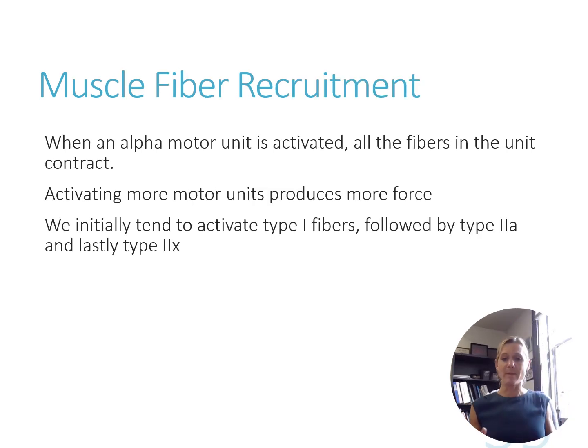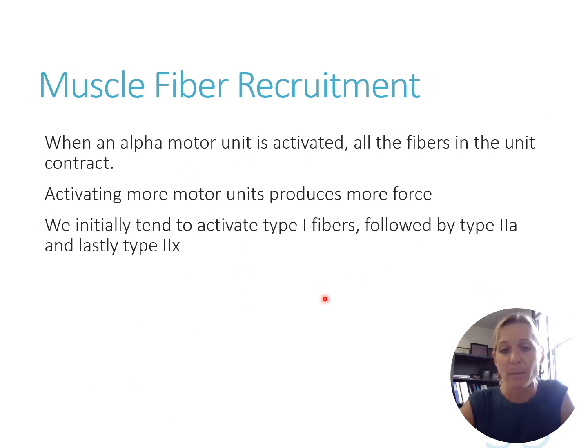So when we think about recruitment, okay, we're talking about the order in which these muscle cells will be activated. When an alpha motor unit is activated, all the fibers in that unit are going to contract. Everyone in that unit will go to work and do their full job, right? So the way we monitor or manipulate force production has to do with how many alpha motor units are activated. Activating more motor units will produce more force. And initially, we need to activate type 1, then type 2A, and then lastly type 2X. So we're going to activate these from slow to intermediate to fast.